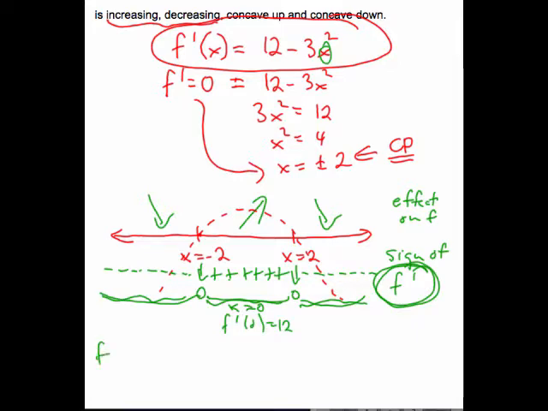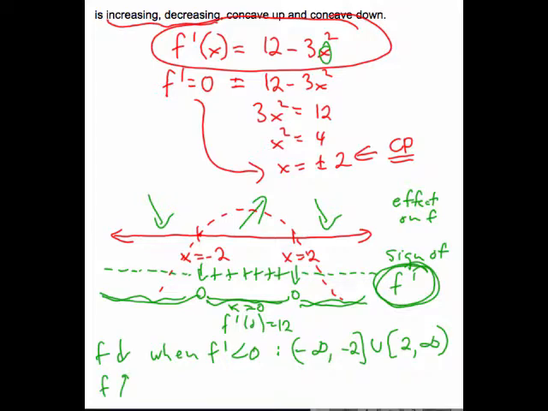So to summarize, f is decreasing when f prime is negative, and this occurs between negative infinity and negative 2. Remember, we include negative 2 in our increasing and decreasing interval, union 2 to infinity. There's no endpoint at infinity, so those are open brackets. And we are increasing when the first derivative is positive, which is everywhere else, between negative 2 and 2.